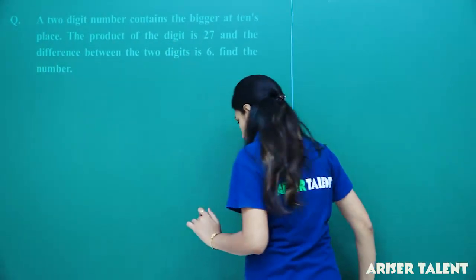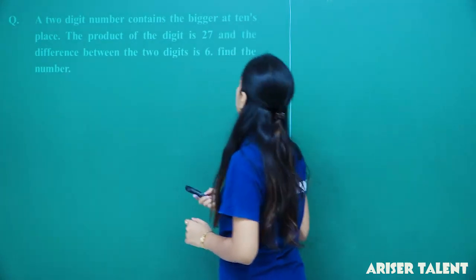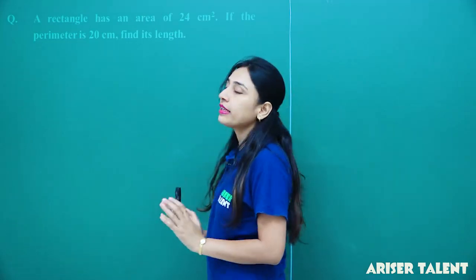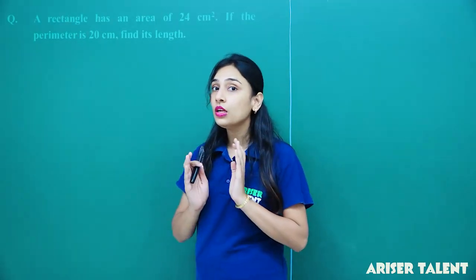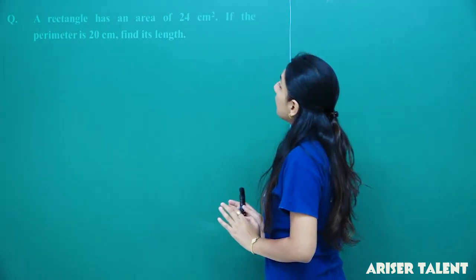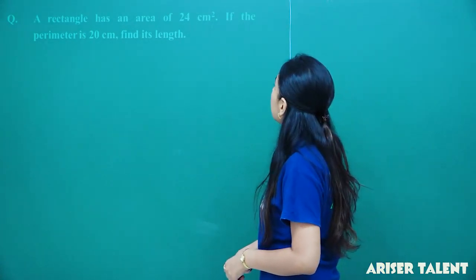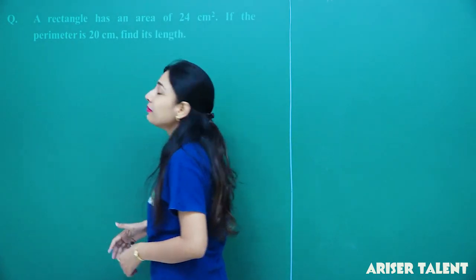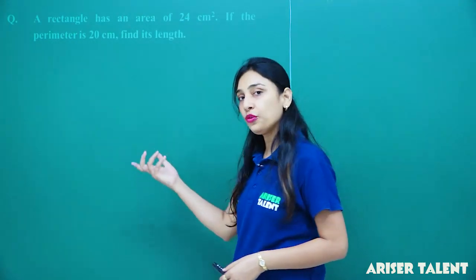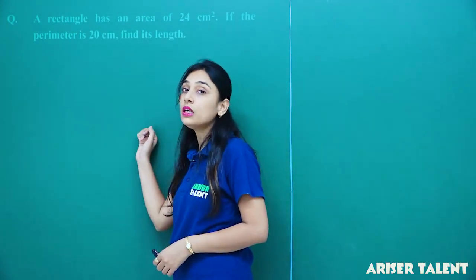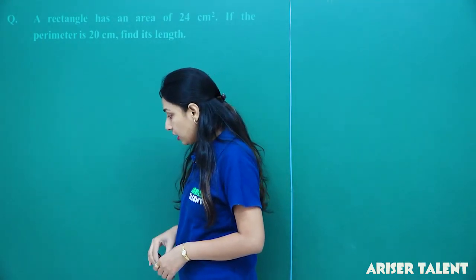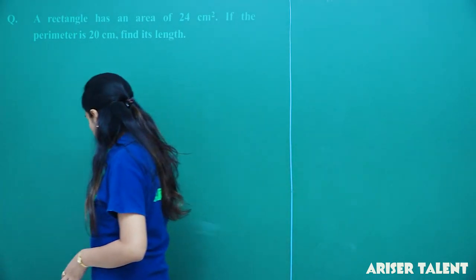Right, students. So let's move forward. A rectangle has an area of 24 centimeter square, right? If the perimeter is 20 centimeter, find its length. Now you can tell me that there are some other methods, students, right? But if you have to do it with the help of a quadratic equation, then how will you do it? Okay, students, so you know all this thing.